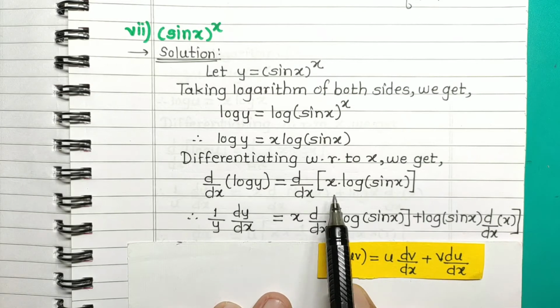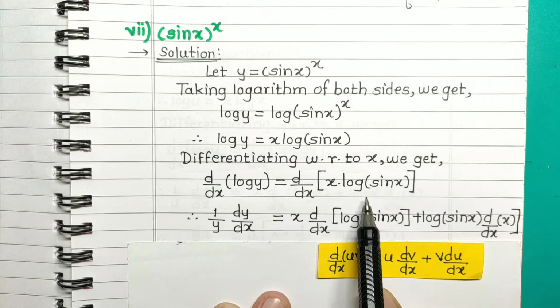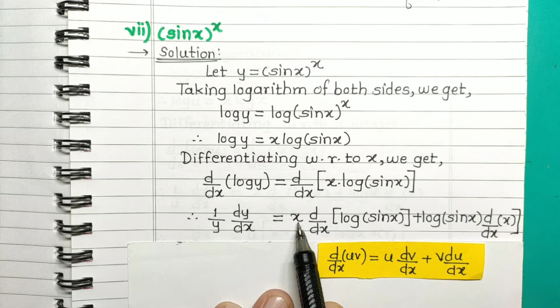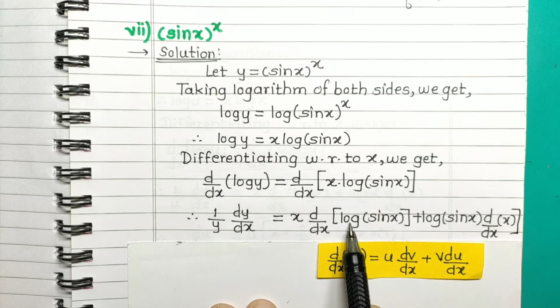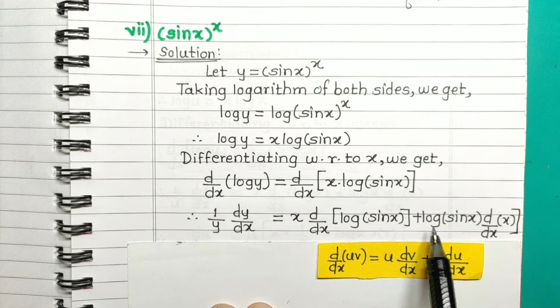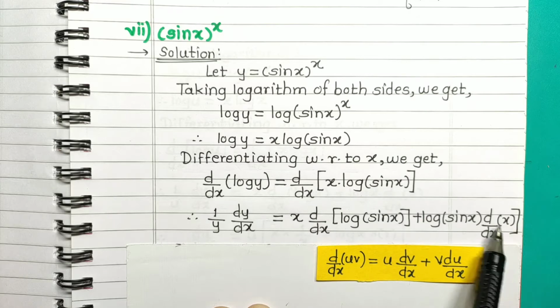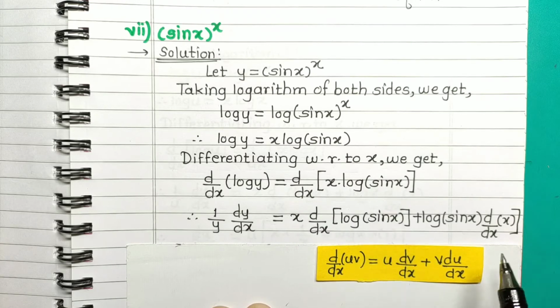So here see, x is the first function and log of sin x is the second function. So using this rule here we keep the first function x as it is, multiply it by derivative of the second function which is log of sin x, plus log of sin x as it is into derivative of the first function which is x. So this is how we have evaluated the derivative of this product using the product rule.